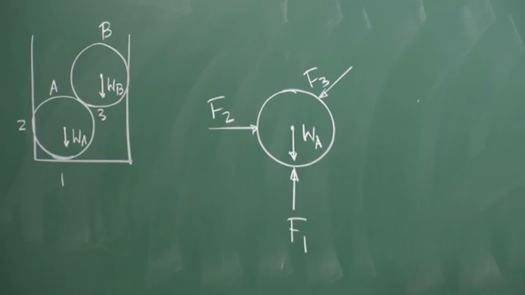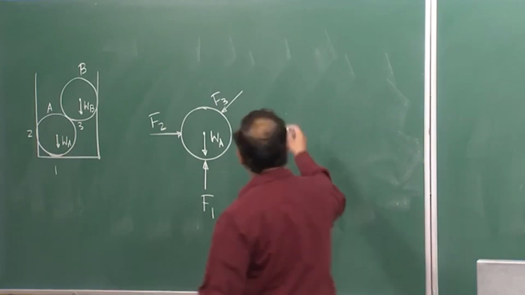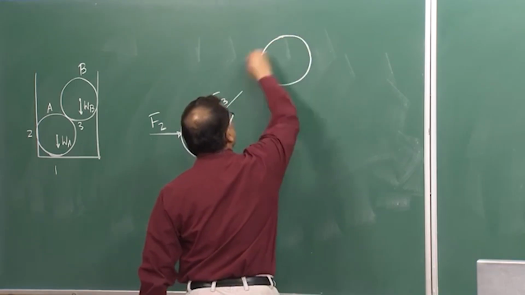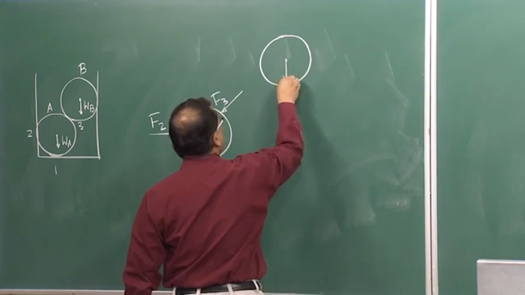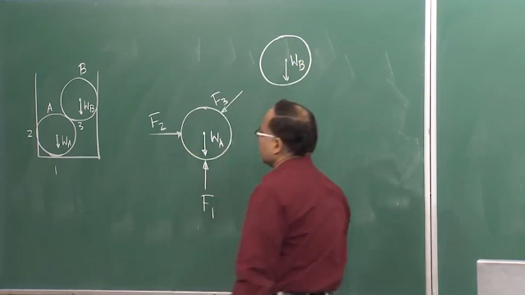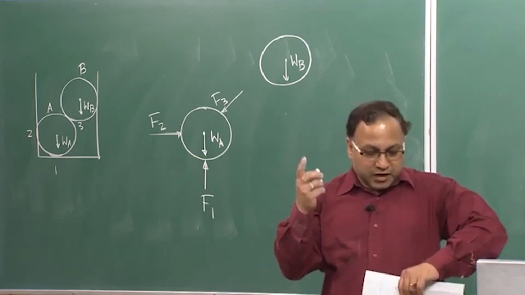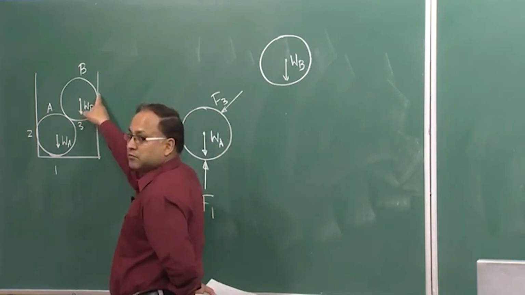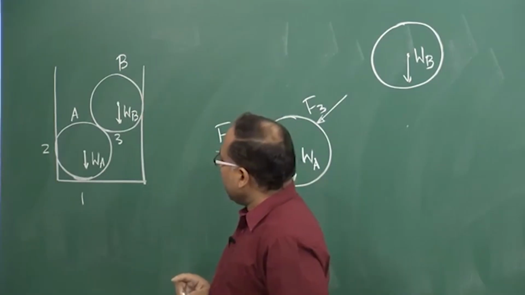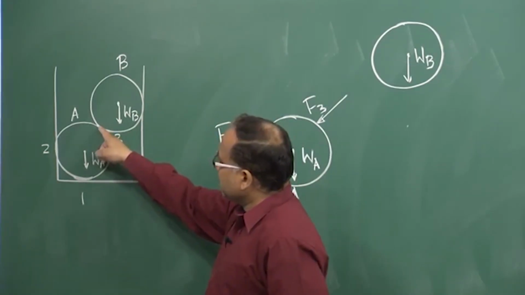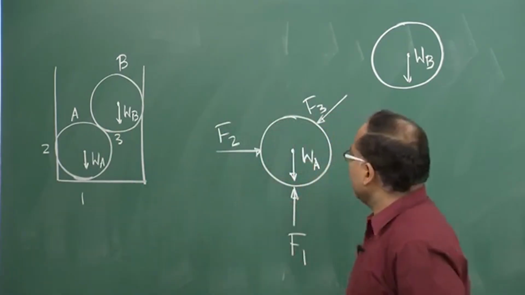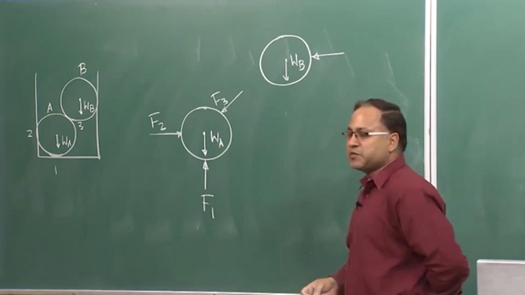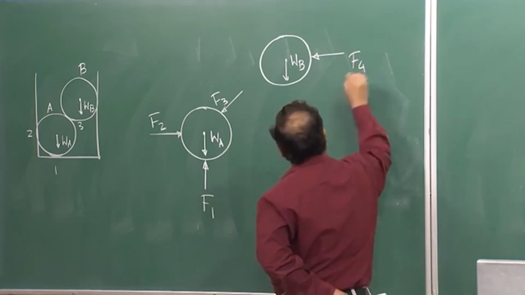Now, I want to draw the free body diagram of ball B or the sphere B. This is your sphere B, say. Okay. WB is acting here. Now, you please identify how many contact points are there for sphere B. 2. One is here, that is between ball and the container, and another contact point is here, that is between the balls, right. So, ball and container, that contact point can be replaced by some force, say F4, and what will be this force?